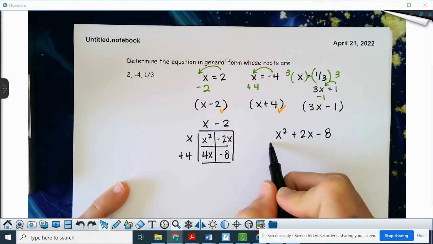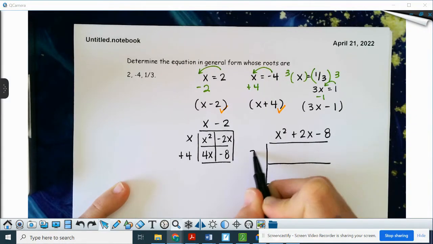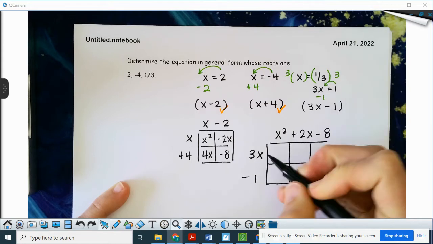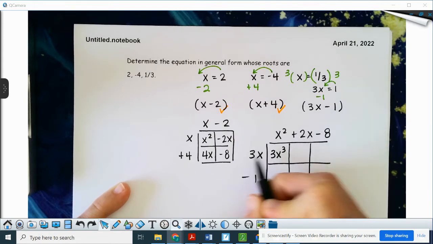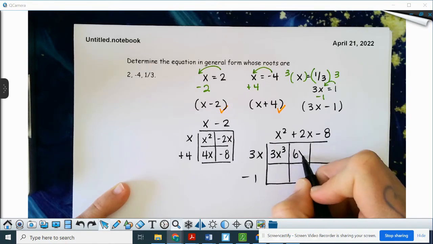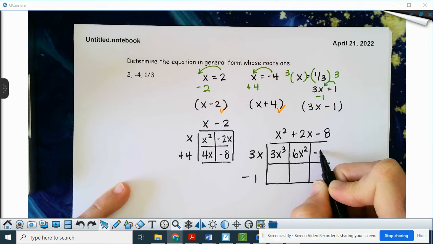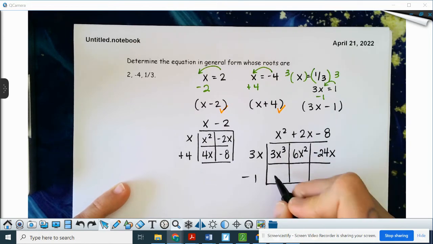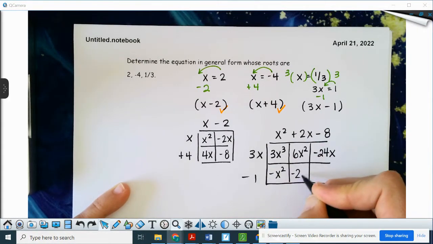So if we do box again, 3x minus 1. 3x times x squared is going to be 3x to the third power. 3x times 2x is going to be 6x squared. 3x times a -8 is going to be -24x. -1 times x squared is a -x squared. -1 times 2x is a -2x. -1 times a -8 is a +8.